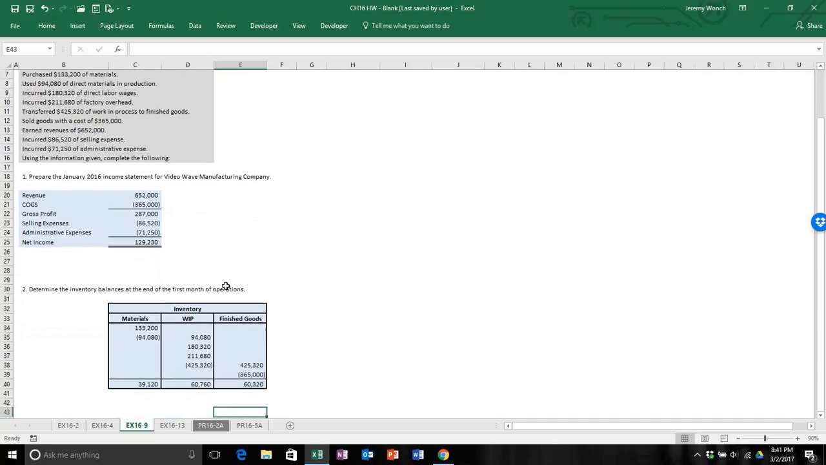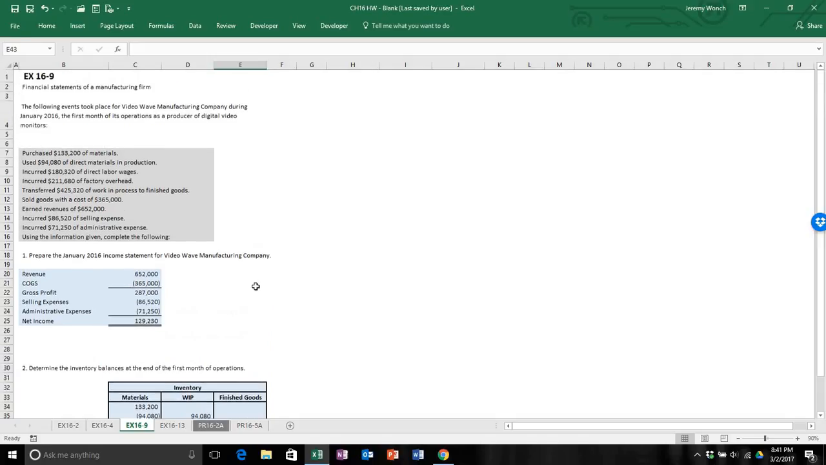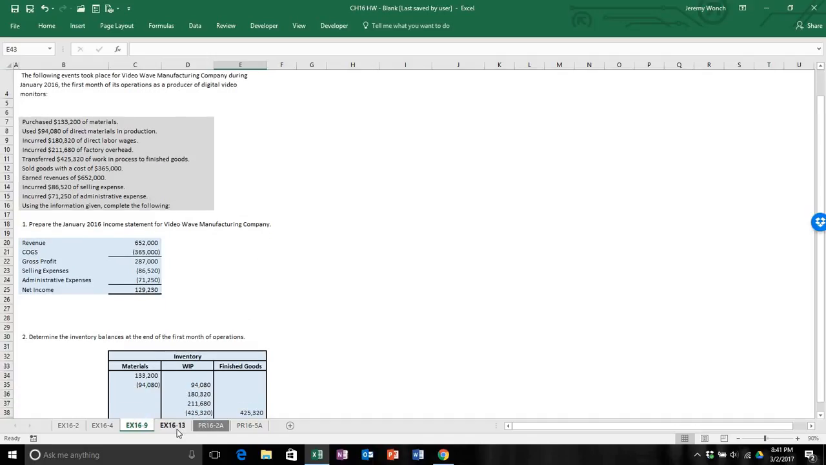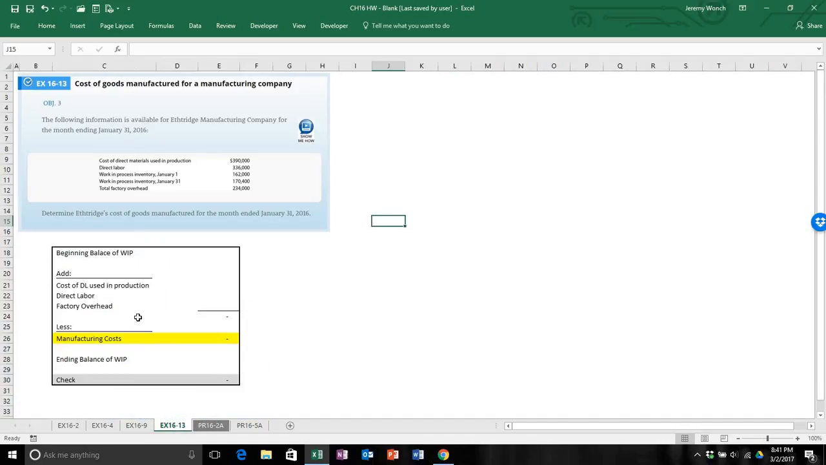So not too bad. So the key to this problem is just identifying, hey, is this part of our inventory? Is this part of our income statement? So not too bad at all. So let's work over to the next problem.